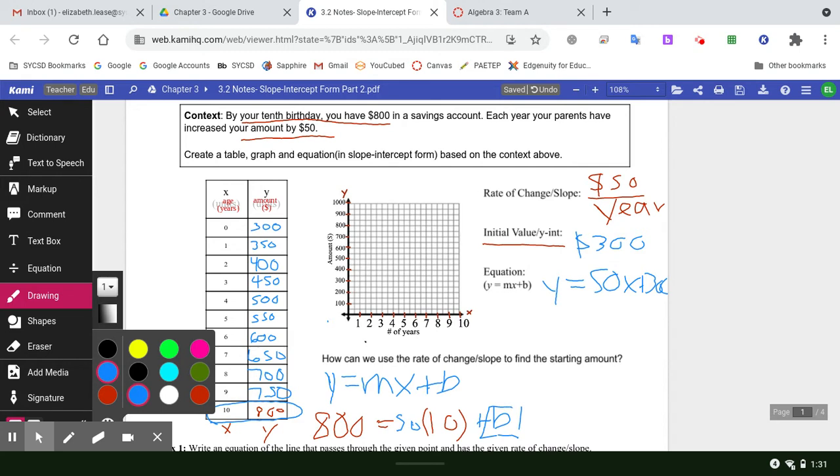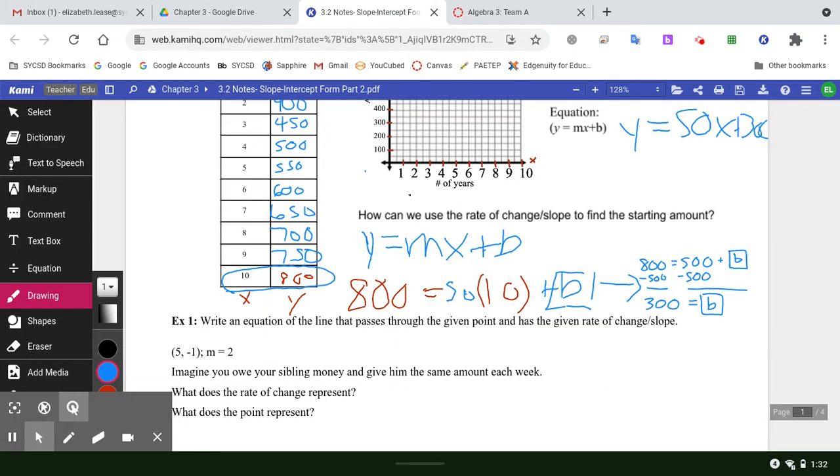So I can solve this equation, and I can see that in those 10 years, the amount increased by $500. So then I end up with something like this. And I can see that I've solved algebraically for the value of b. And once again, that would be 300.